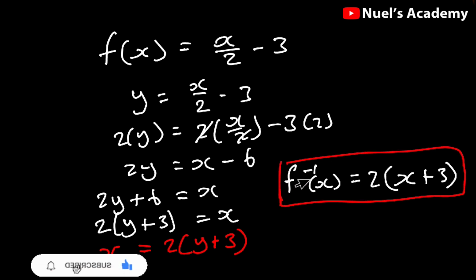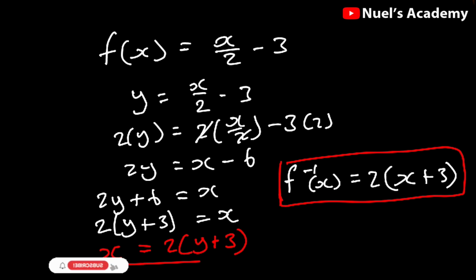So it's pretty easy to find the inverse of a function. First step is to replace f of x with y, and then you solve for x, that is, you make x the subject of the formula. When you are done with making x the subject of the formula, you replace x with f inverse of x and replace y with x. It's just that simple. Let's solve more questions.